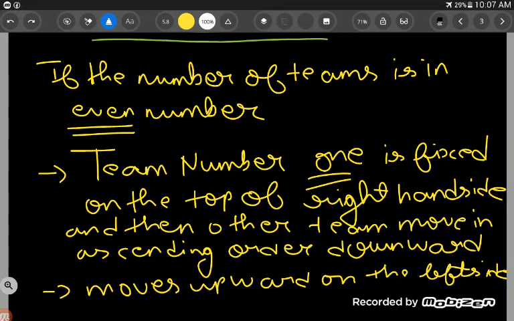Please pay attention. Team number 1 is fixed when the number of participating teams is an even number, on the top of the right hand side. And then the other teams, means 50% teams you will write down on the right hand side and 50% teams on the left side in ascending order. Okay.